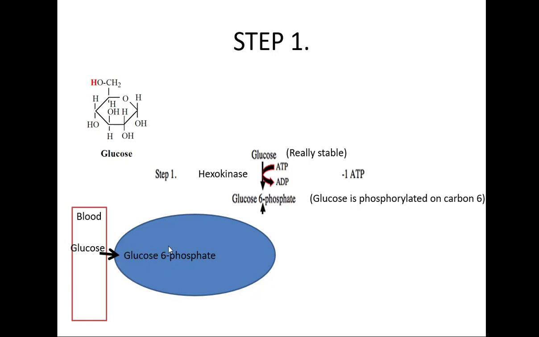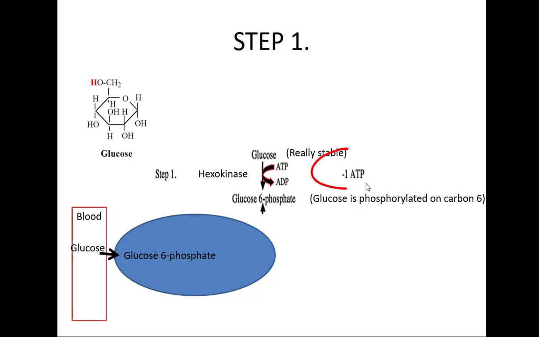And the enzyme that does this is hexokinase, and the inorganic phosphate comes from ATP. So we break down ATP to get inorganic phosphate, and add this inorganic phosphate to the carbon 6 site of the glucose molecule. So we have glucose 6-phosphate. The glucose molecule is really stable, and now it is less stable. The important thing is, yes, we use 1 ATP.